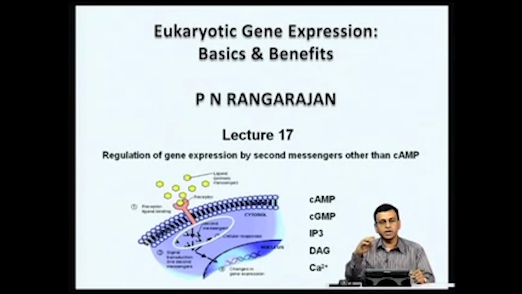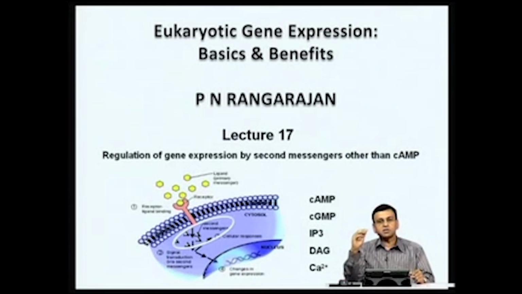As a result the alpha subunit dissociates, and in one case it goes and activates adenylate cyclase, leading to synthesis of cyclic AMP. Cyclic AMP then activates protein kinase A, and protein kinase A goes inside the nucleus and phosphorylates transcription factors like CREB, leading to activation of cyclic AMP responsive genes. So this is one pathway that we studied in the last class.